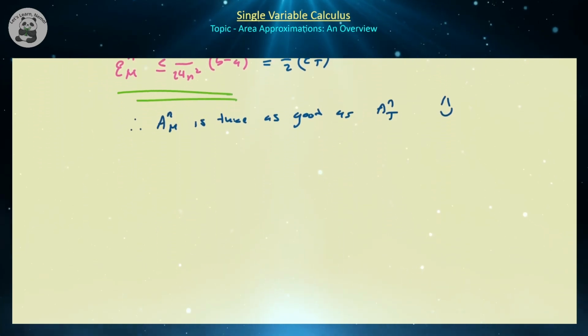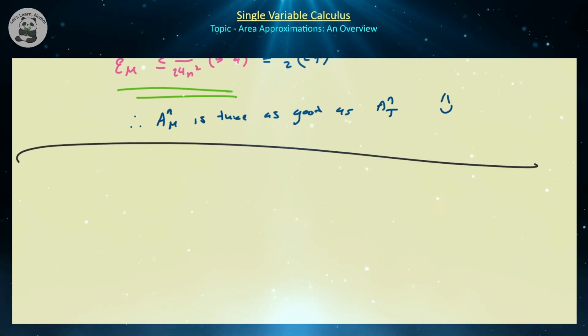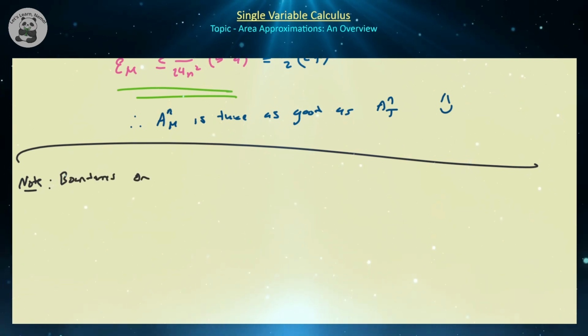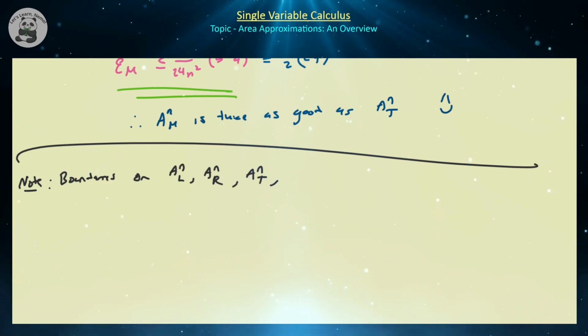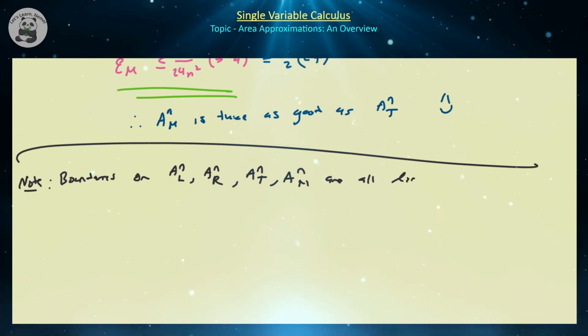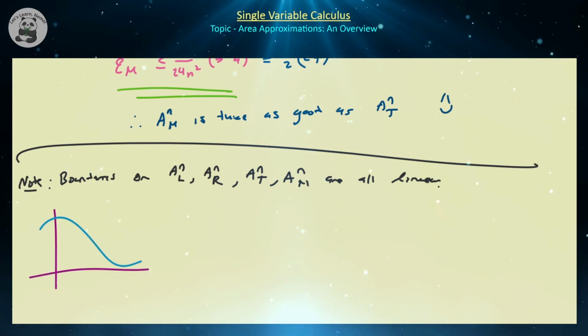Of course, the answer is yes. But let's just make one little observation. The boundaries on A and L, A and R, A and T, and A and M are all linear boundaries. So what do I mean by linear boundaries? If you think, for example, left rectangles, notice that that upper boundary is a constant function.